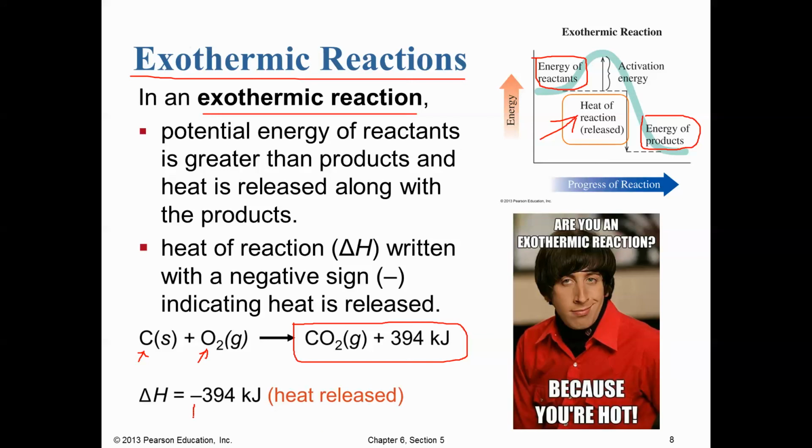So notice here the negative sign. People often use the negative sign to indicate that heat is released. So that means heat is leaving our reaction and going out into the world. And how do we observe this? Well, these exothermic reactions are actually going to increase in temperature. They're going to get hot. Think about when you burn something or when you exercise intensely and your body temperature goes up. Those are examples of exothermic reactions. Heat's being released by those reactions.